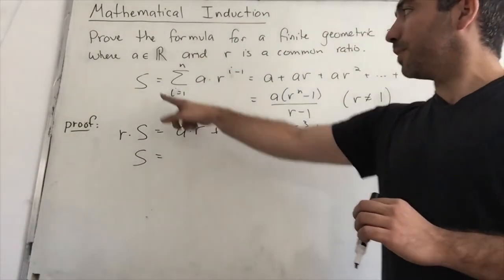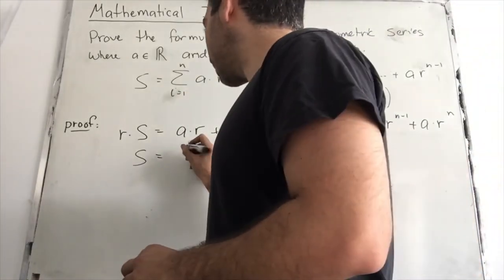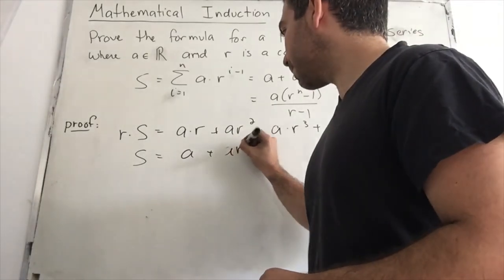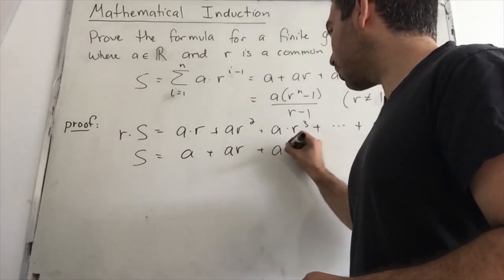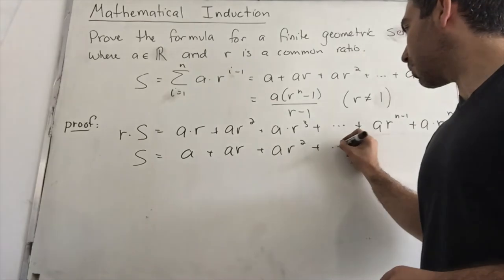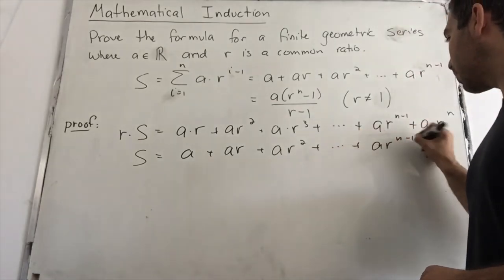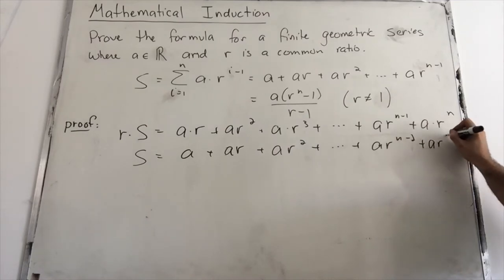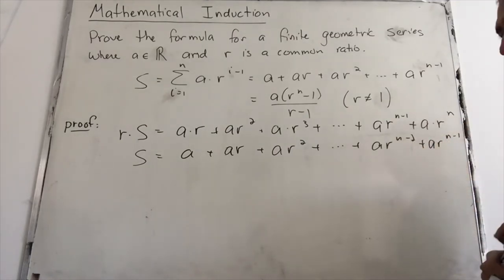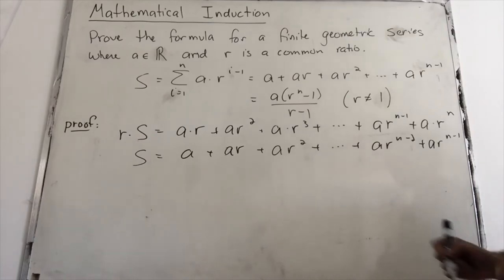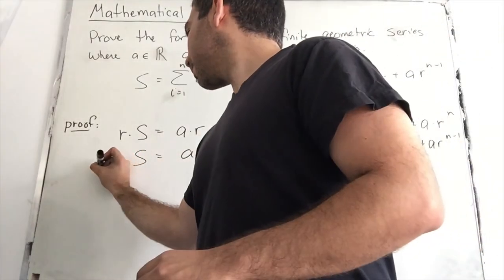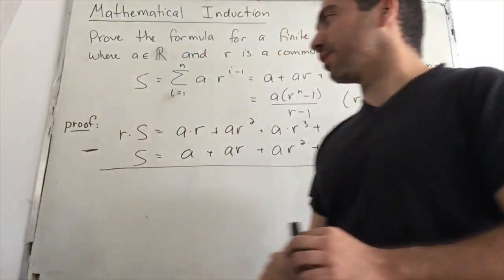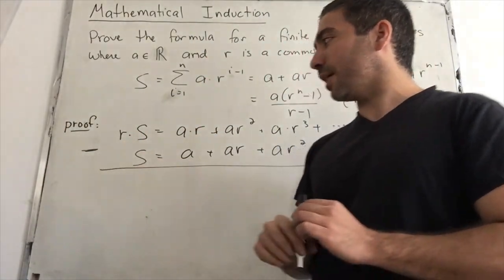So the sum is simply A plus AR plus AR squared plus dot dot dot AR^(n-2). Sorry, in this case it would be n minus 2 plus AR^(n-1). Okay, and what we do here is we subtract the two equations. Same idea, but Gauss added them, we're going to subtract. Subtracting this, we get R times S minus S.